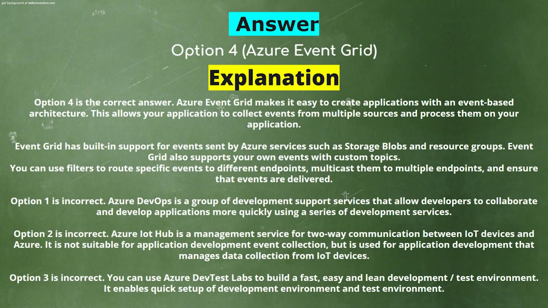Azure DevOps is a group of development support services that allow developers to collaborate and develop applications more quickly using a series of development services. Option 2 is incorrect. Azure IoT Hub is a management service for two-way communication between IoT devices and Azure. It is not suitable for application development event collection, but is used for application development that manages data collection from IoT devices. Option 3 is incorrect.